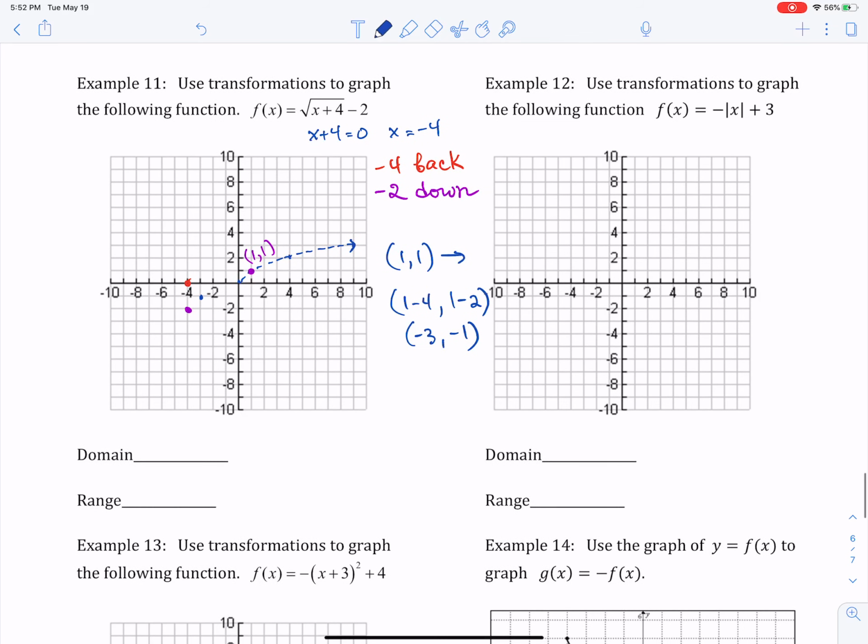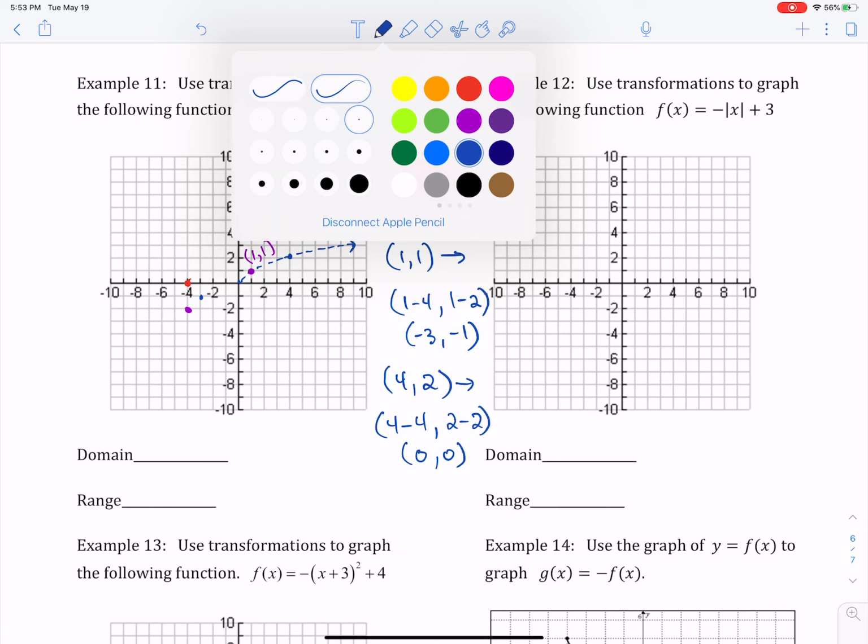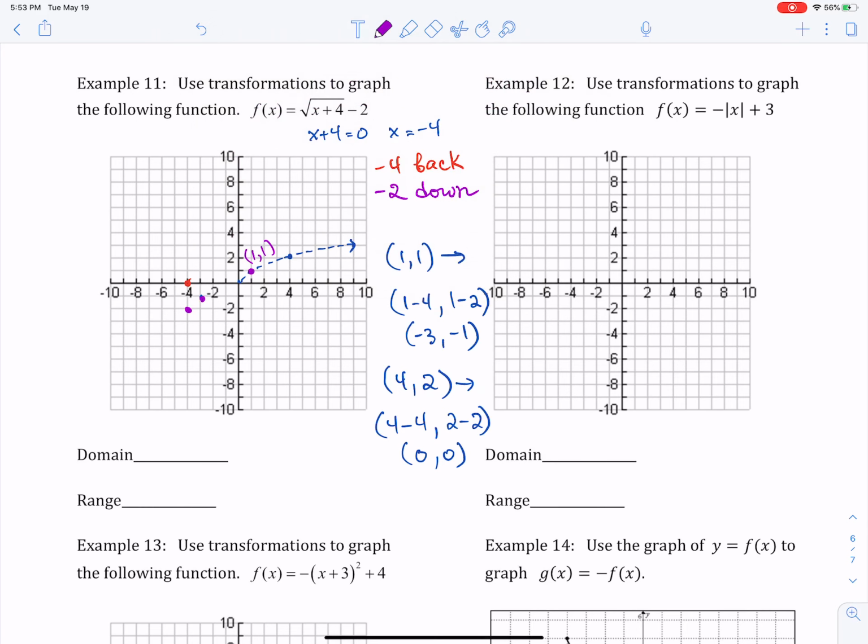What else? Some other point. Let me take another point. The other point would be 4, 2. From 4 we are going back 4, and from 2 we are going down. So that's the point 0, 0. So let's graph. So that new graph is going to look like this.